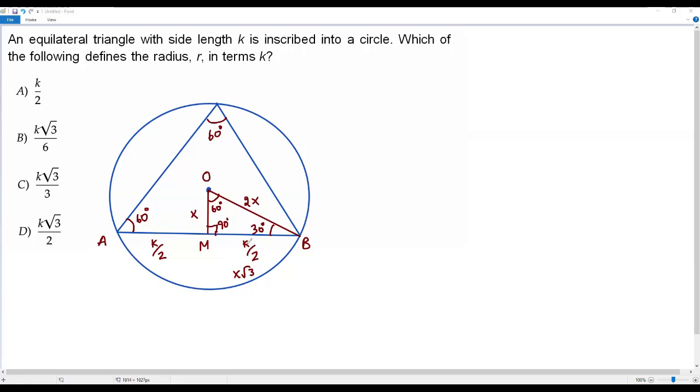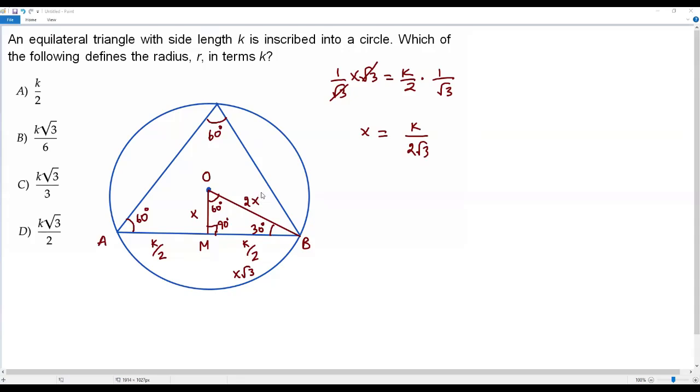Already we got the length of the leg MB, which is K over 2. Now we also have the length of the leg MB in terms of X, that is X times square root of 3. So X times square root of 3 and K over 2 both represent the same thing, the length of MB. So we can equate them: X times square root of 3 equals K over 2. Now to solve for X in this equation, I have to get rid of the square root of 3, which is multiplied by X. So I multiply both sides by 1 over square root of 3. When I do so, the square root of 3 will cancel out. I am getting X on the left side. On the right side, K times 1 is K, over 2 times square root of 3, which is 2 square root of 3. Okay, now I got the value of X.